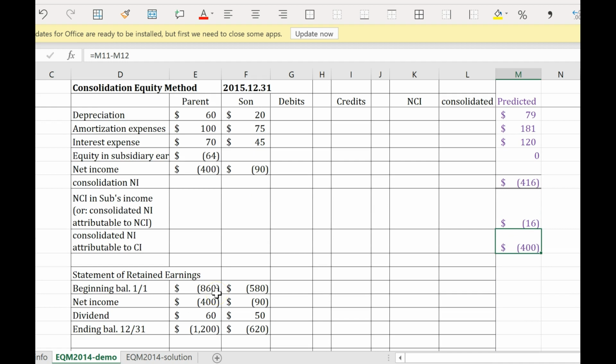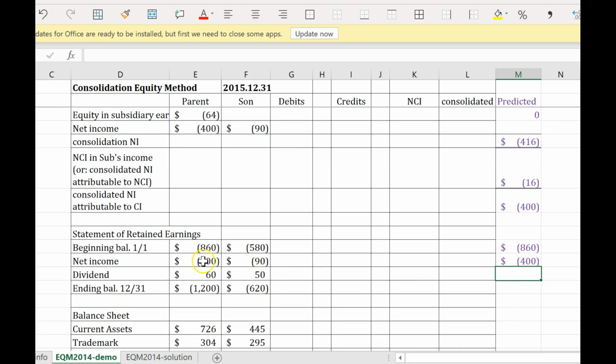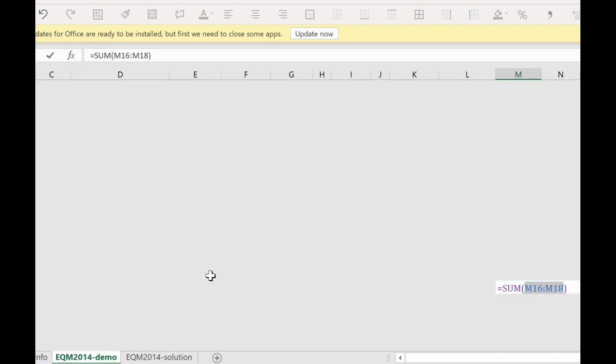Next, let's look at the statement of retained earnings. The consolidated statement of retained earnings, as we have discussed before, should be only the parent's retained earnings. So I would just put the parent's number in it. Notice that the net income number in the statement of retained earnings equals the net income attributable to CI, which is also the same as the CI's reported net income. Dividend, only the parent's, and the imbalance would be calculated from the above.